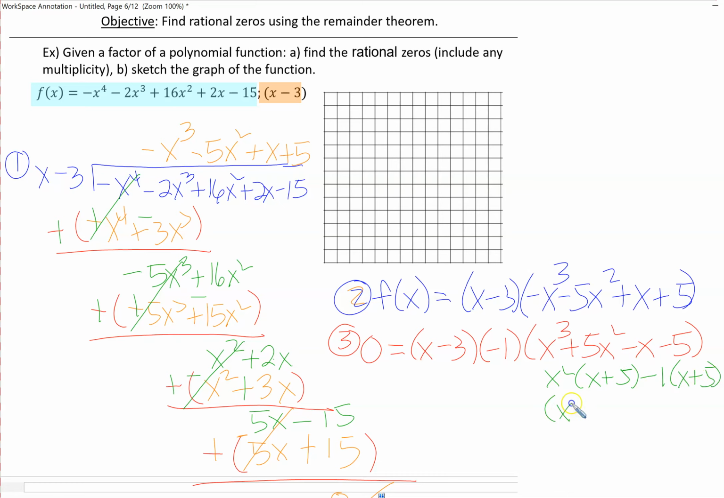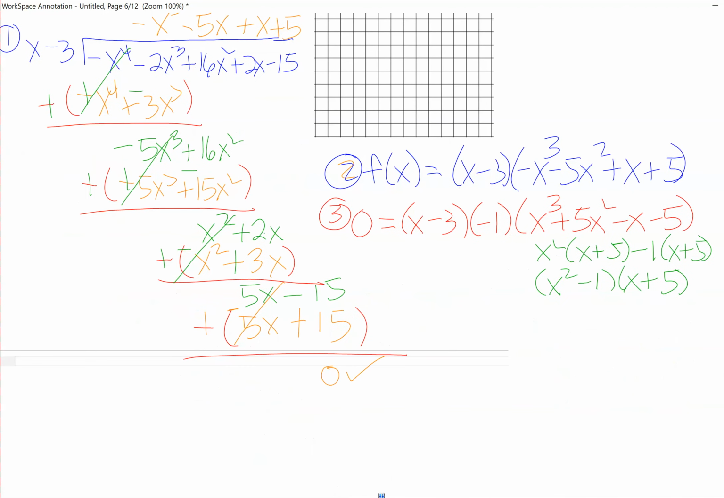So this gives me x squared minus 1 times x plus 5, and x squared minus 1 is a difference of two squares, so I could factor it further, or I could use my square root property when I go to solve for my zeros. I'm just going to go ahead and factor it.